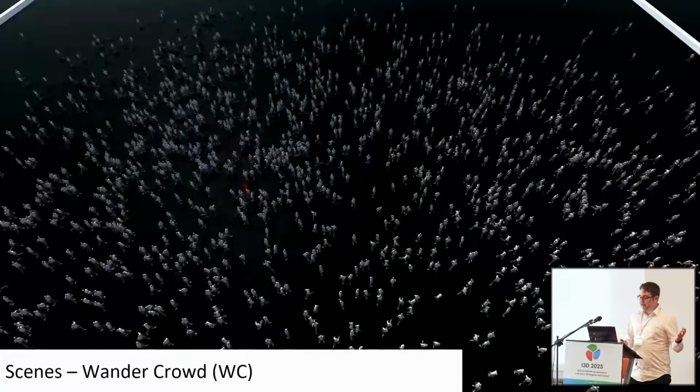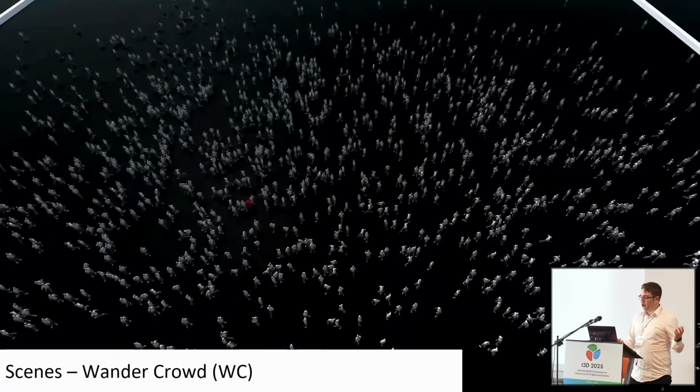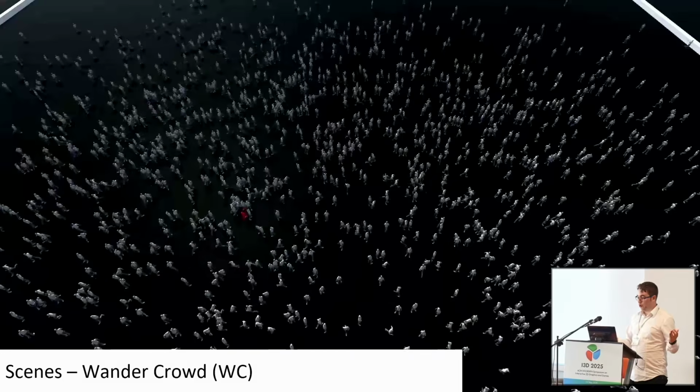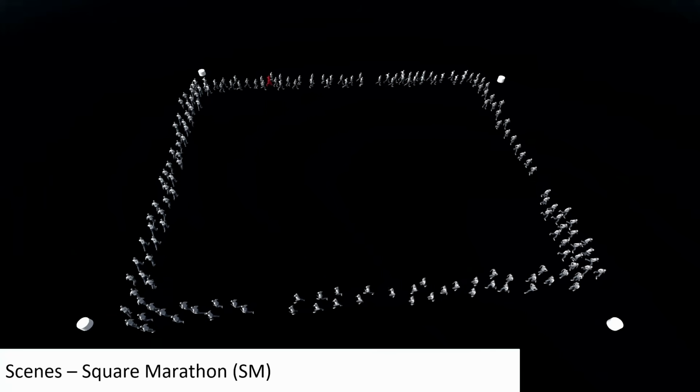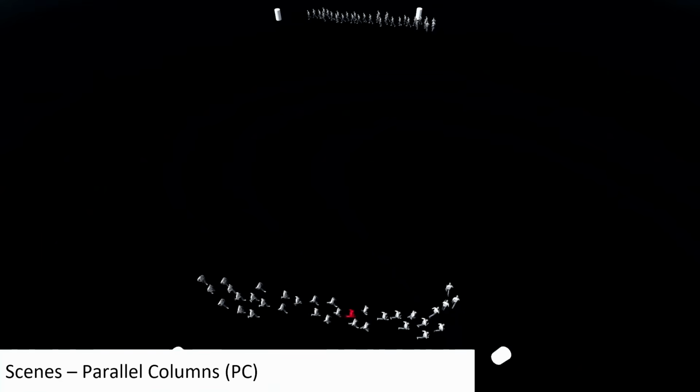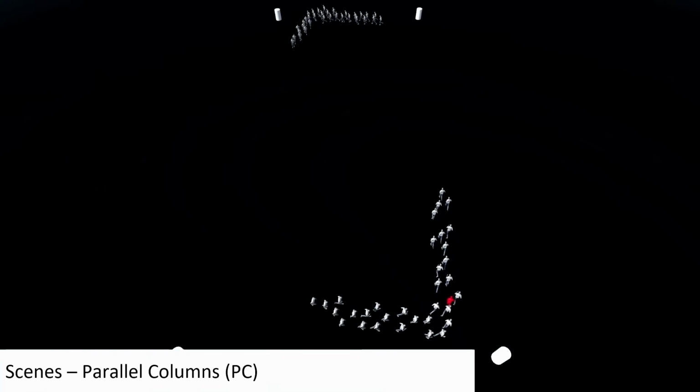The first that you've already seen is the Wonder Crowd, which is our unorganized movement scene and has agents going all over the place. The first of our organized movement scenes is Square Marathon, where they simply go around in a clockwise rotation. Similarly, parallel columns, except now we have two very distinct groups.